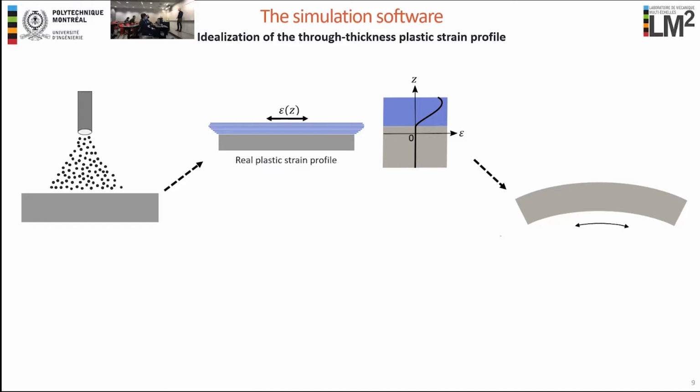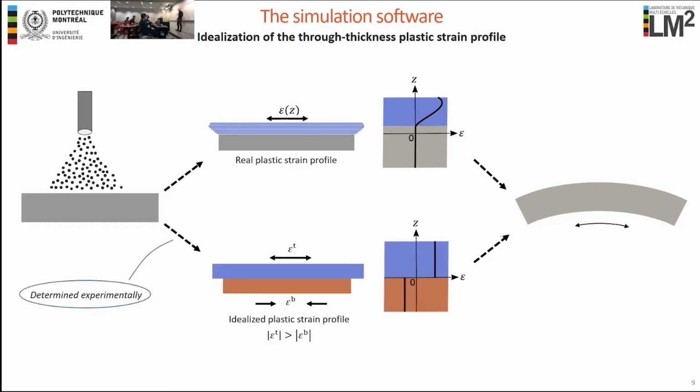But there is a technique that allows to reduce the number of variables in this problem. Namely, the plate can be represented as a bilayer where the upper layer undergoes a uniform stretching and the lower layer undergoes uniform contraction. So a plate loaded in this idealized way as a bilayer deforms into the same final shape as the one loaded with the original profile.